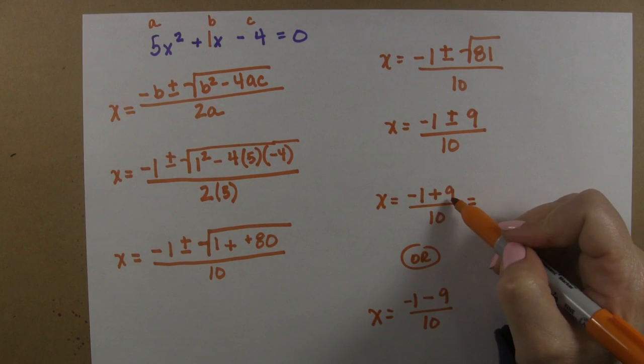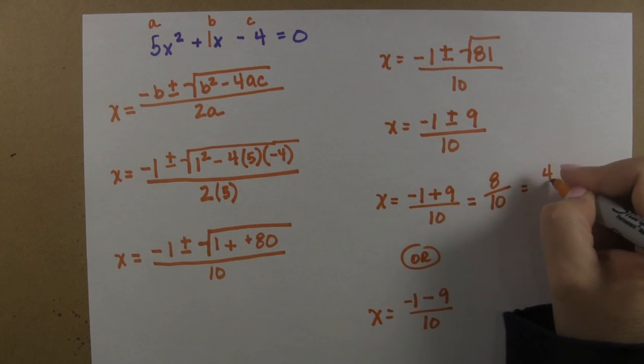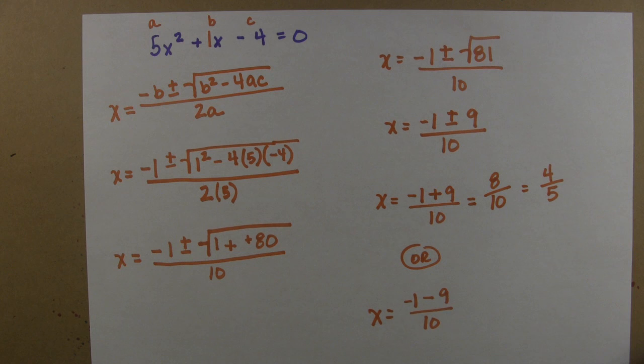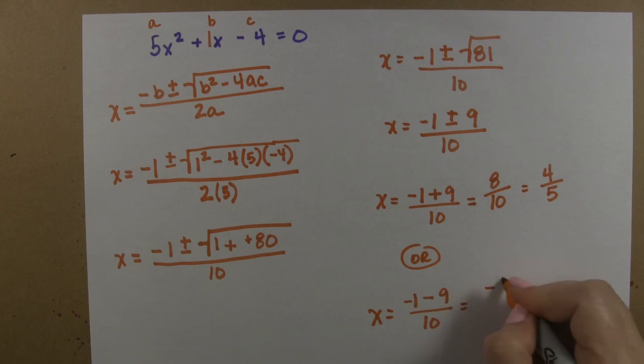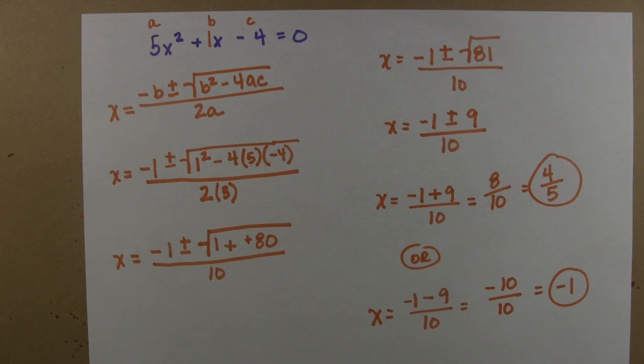If it's plus, that's going to be an 8 over 10, which is going to reduce to 4/5. And here, I'm going to get a negative 10 over 10, which reduces to negative 1. So see, I was being nice to you. I have to say, though, usually you wind up getting weirdo answers with lots of square root signs in them. But for this case, since we're just learning, we have 2 easy examples and just 1 crazy one.